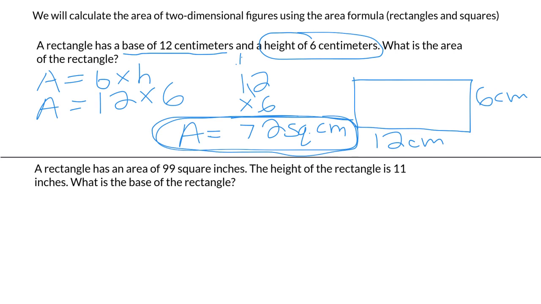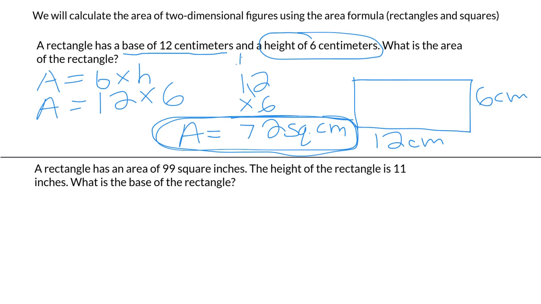Okay, I'm going to read this next problem here. A rectangle has an area of 99 square inches. The height of the rectangle is 11 inches. What is the base of the rectangle? Interesting. So this is kind of one of those puzzle problems I really like. We are missing one of our side lengths, one of our dimensions, but we do know our area, so we're going to have to kind of work backwards.